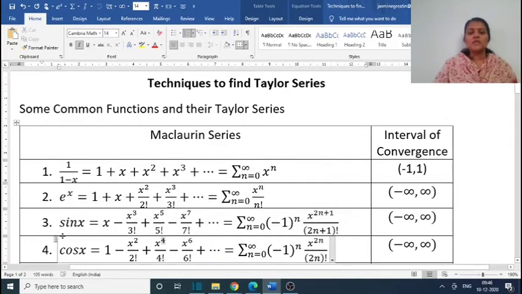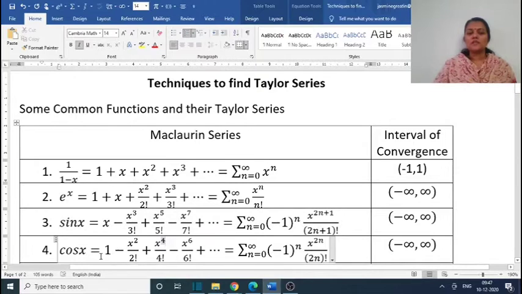Now we have the sin x series. Sin series is x minus x cube by 3 factorial plus x raised to 5 by 5 factorial minus x raised to 7 by 7 factorial plus etc., which is equal to sigma n equal to 0 to infinity minus 1 raised to n x raised to 2n plus 1 by (2n plus 1) factorial, for minus infinity to infinity. For the sin series, the terms start with x and the odd powers: x minus x cube plus x raised to 5, like that, divided by 3 factorial, 5 factorial, alternately positive and negative. The first term is positive.